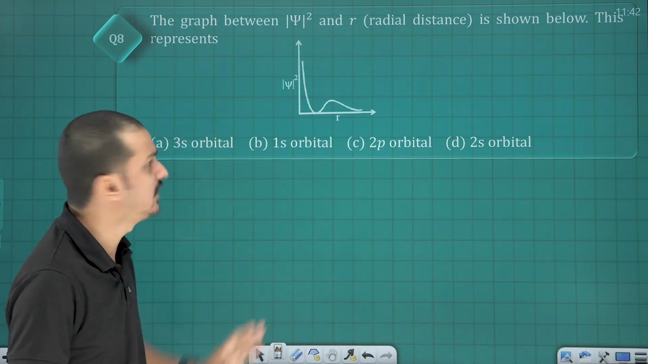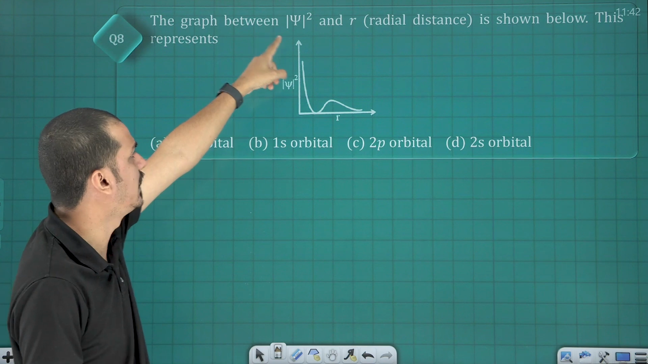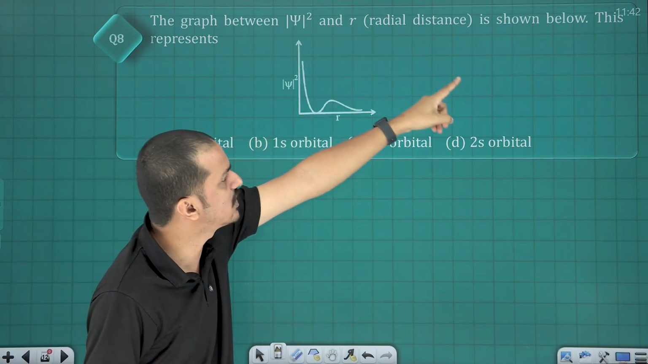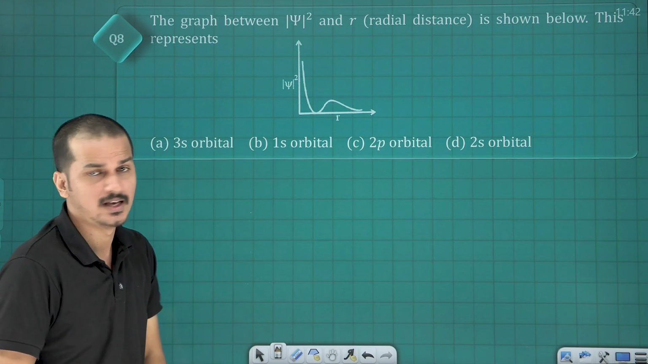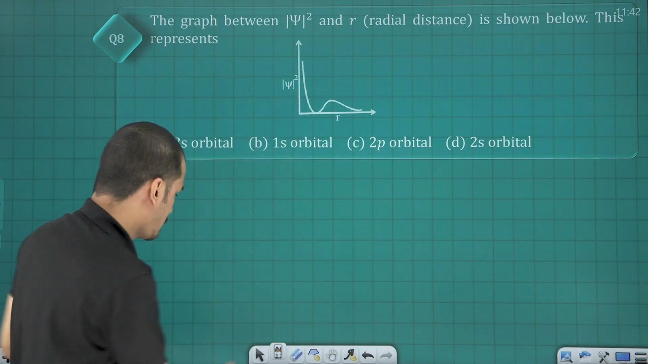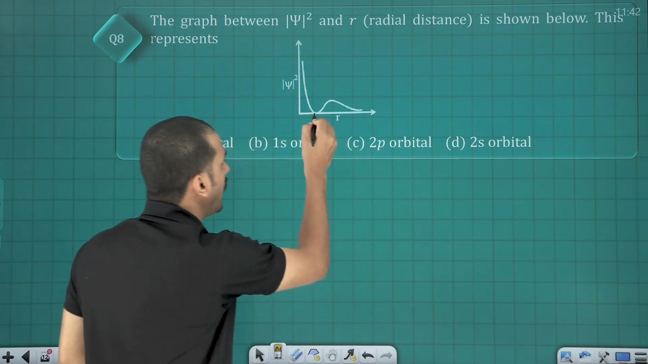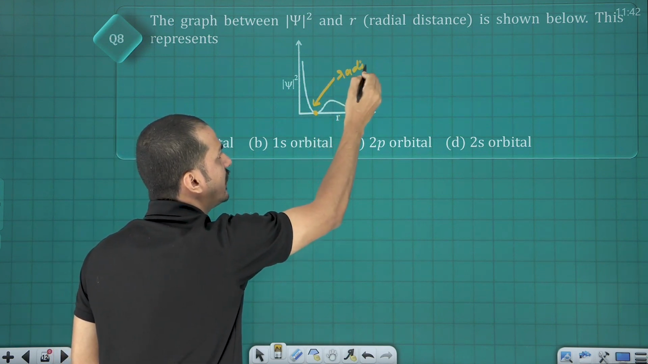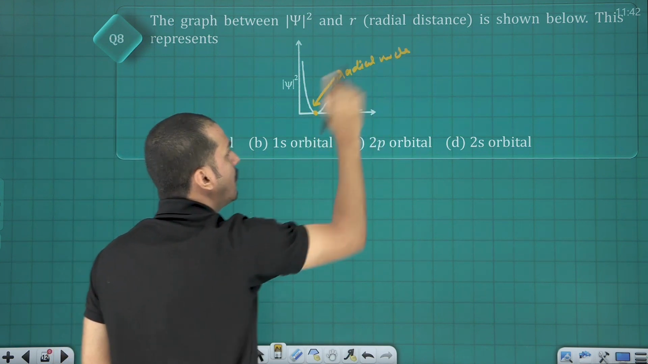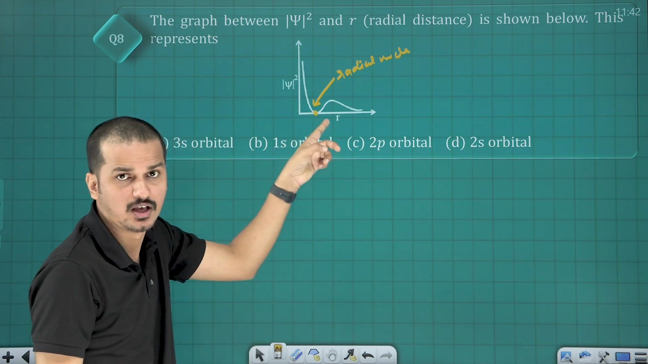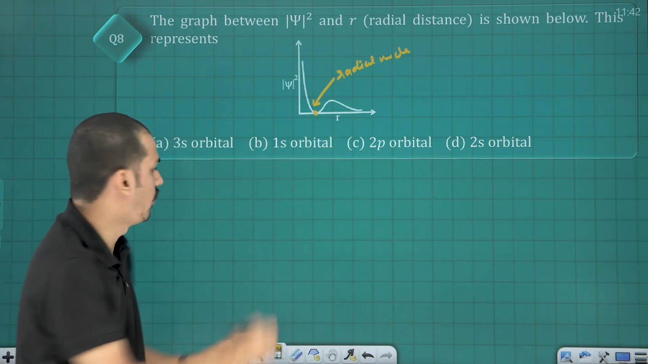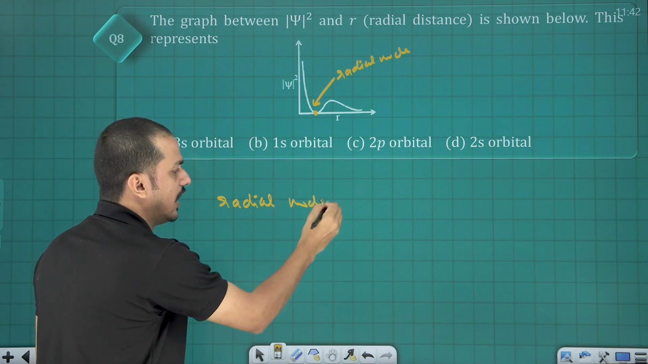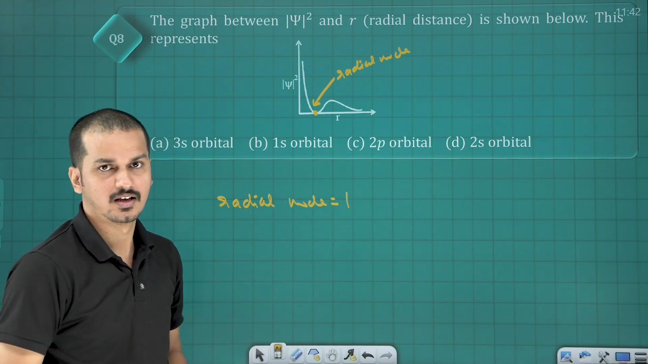The graph between psi square, the probability density function, and R, the radial distance, is shown below. This represents... Once you look at the probability density function, you can see this point is the radial node. That is where the probability is 0. How many radial nodes do we have? One radial node. Radial node equal to 1.